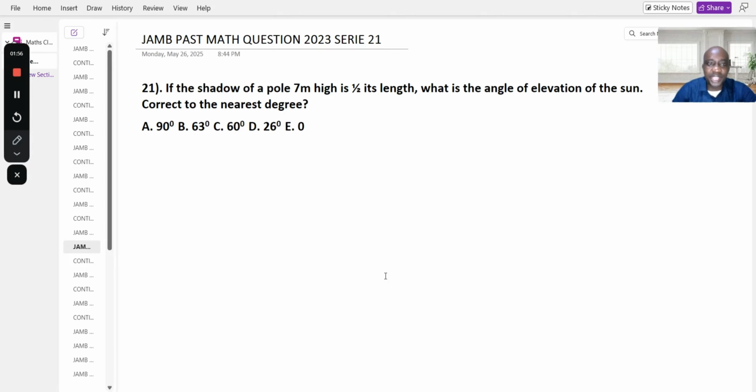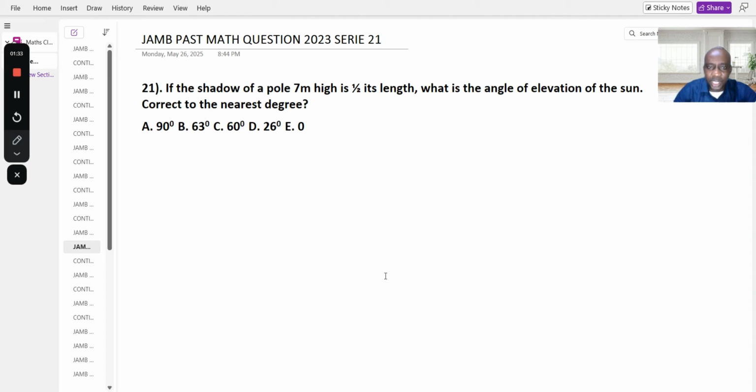I am here again to teach you guys how to solve JAMB mathematics questions for the year 2023. Here we have a question that says: if the shadow of a pole 2 meter high is half of its length, what is the angle of elevation of the sun? Correct to the nearest degree.